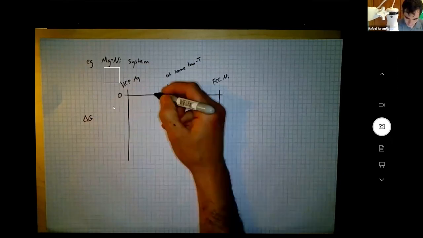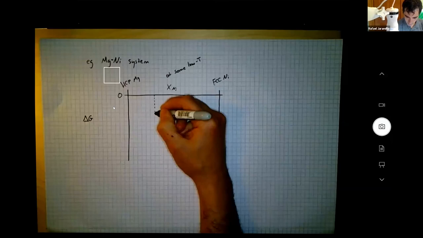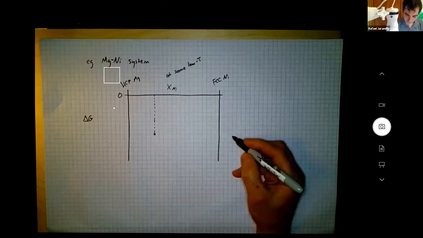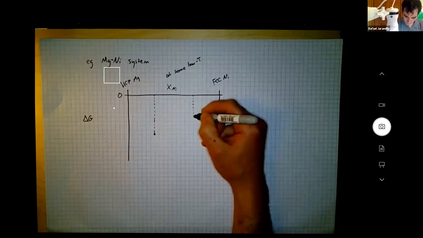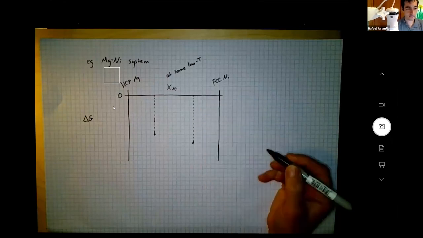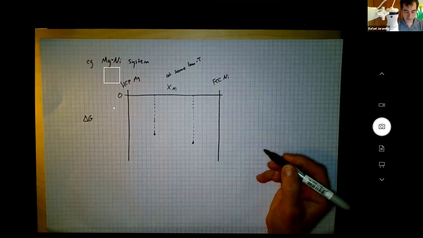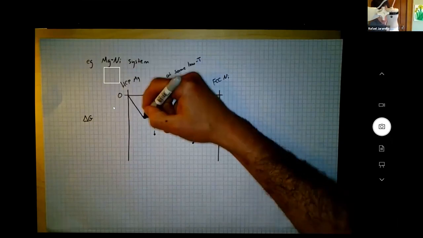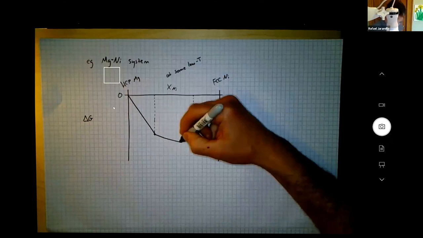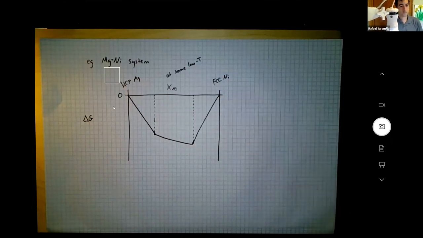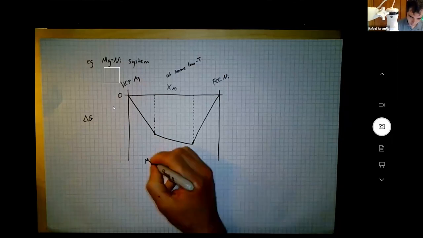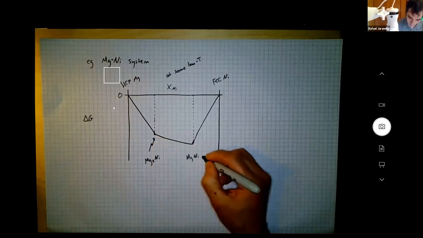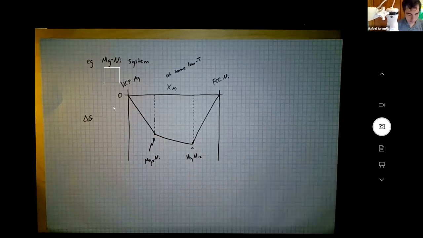And I simply have here a value that represents the formation of magnesium 2 nickel, and a value that represents the formation of magnesium nickel 2. My taut rope construction, or my common tangent construction, ends up being just a series of straight lines. This is magnesium 2 nickel. This is magnesium nickel 2.